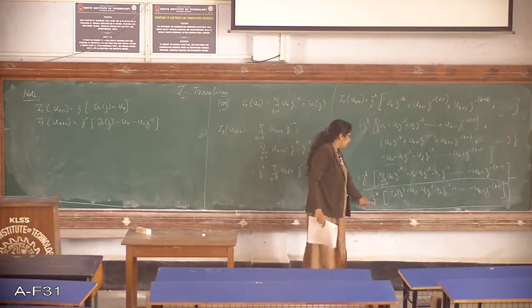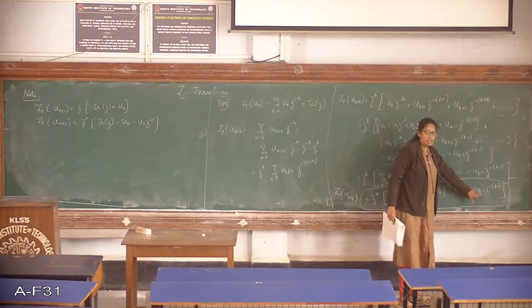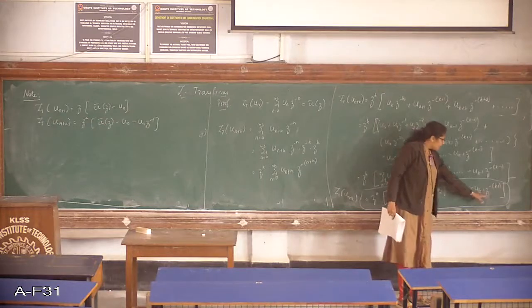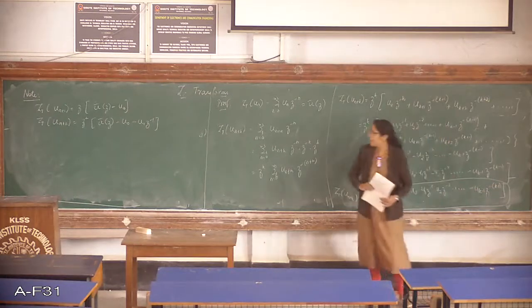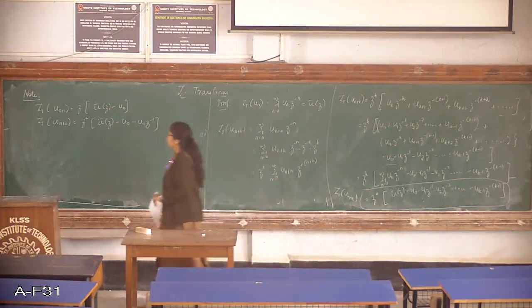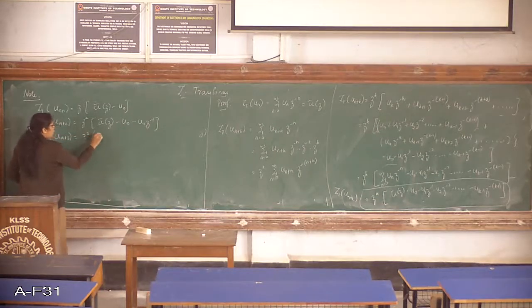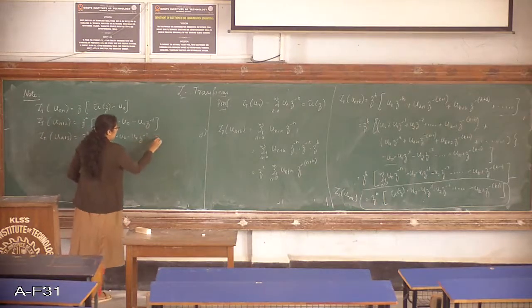So z raised to 2 u bar of z minus u0, and k is taking the value of 2, so minus u, 2 minus 1 is 1. So this becomes u1 z raised to minus of 2 minus 1, which is 1. So this is u1 z raised to minus 1. This is how we have got it. In a similar way, I can write z transform of u n plus 3 to be equal to z cube u bar of z minus u naught minus u1 z raised to minus 1 minus u2 z raised to minus 2.